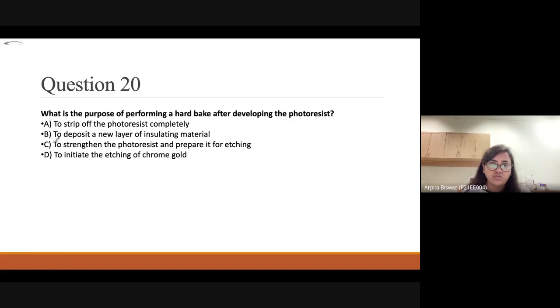What is the purpose of performing a hard bake after developing the photoresist? So first option is to strip off the photoresist completely. The second option is to deposit a new layer of insulating material. And the option C is to strengthen the photoresist and prepare it for aging. And the last option is to initiate the aging of the photoresist. So please go through the question carefully and find out the right answer.